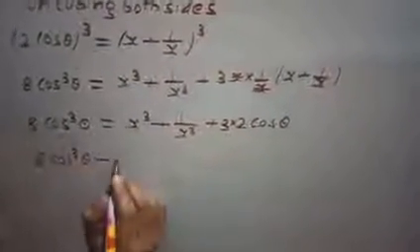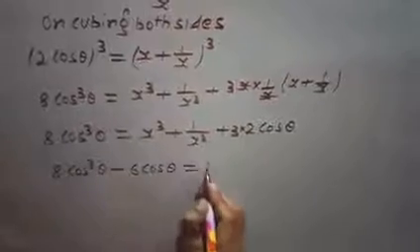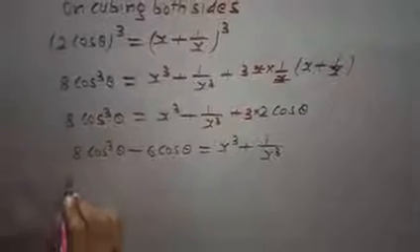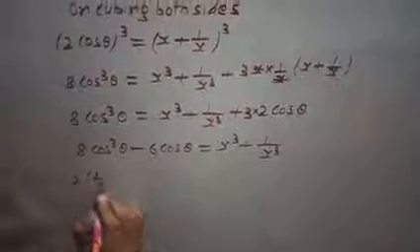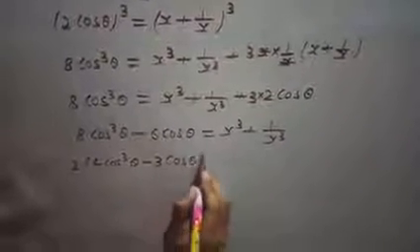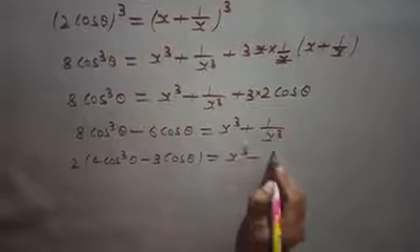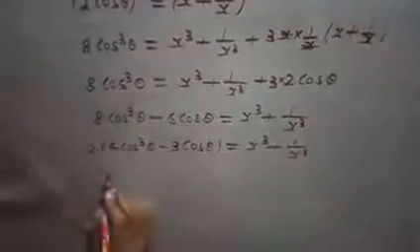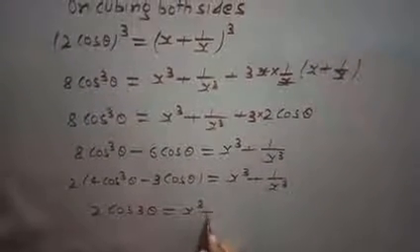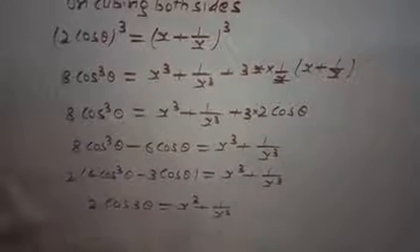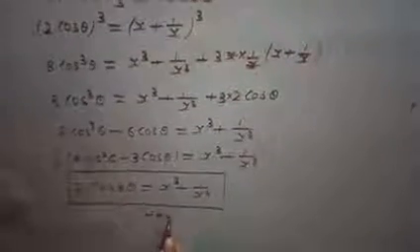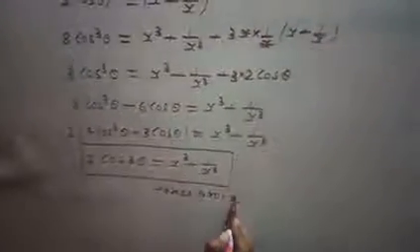So 8 cos cube theta minus 6 cos theta is equal to x cube plus 1 upon x cube. If we take 2 as common, so here 4 cos cube theta minus 3 cos theta equals x cube plus 1 upon x cube by 2, and this is the formula of cos 3 theta, and this is what we need to prove. Have a glance.